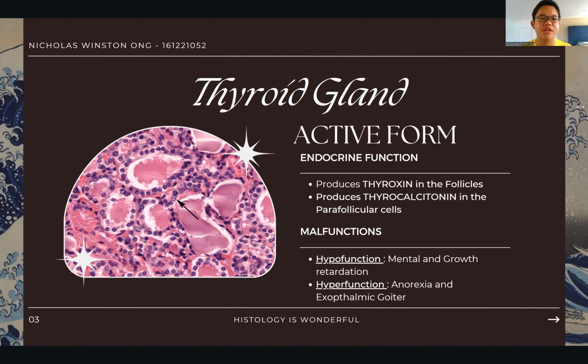And when the body experiences anorexia, superficially or from the outside, the body can look as though it is just skin and bones. This causes the eye to pop out of the eye socket. The condition in which the eye pops out of the eye socket is known as exophthalmic goiter. Exo meaning outside and ophthalmic meaning eye. Let's move on to the histological slide of the thyroid gland.